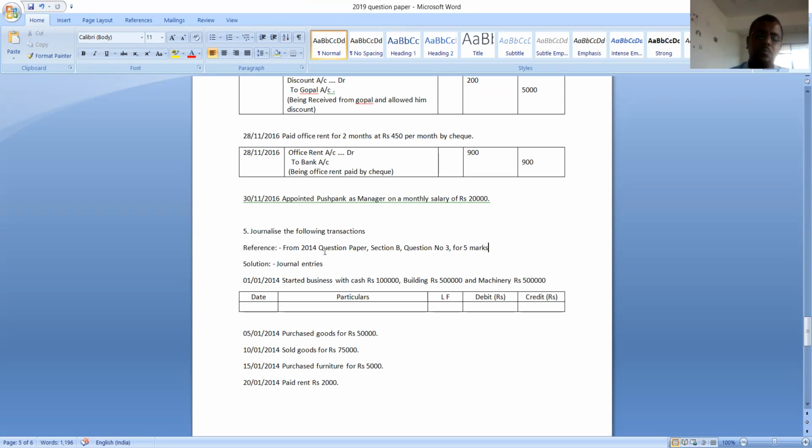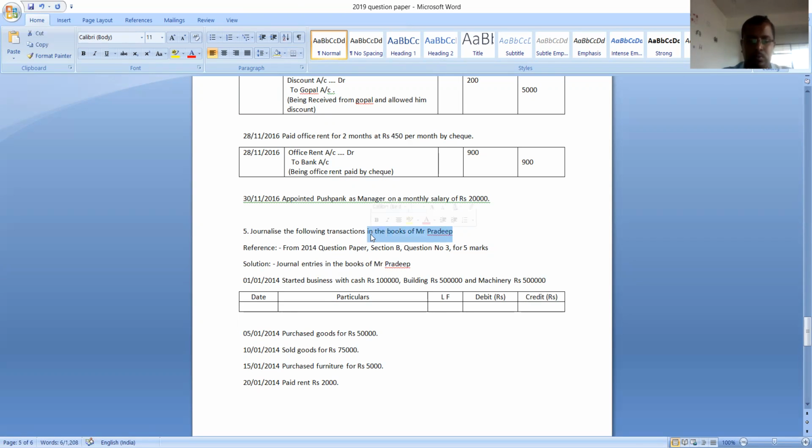Before making the format of the journal, you should write one statement, that is, solution: journal entries. Here they have not given the name of the person. Suppose they were saying journalize the following transactions in the books of Mr. Pradeep, then in the solution you should write journal entries in the books of Mr. Pradeep. But in this particular problem, they have not given whose books.